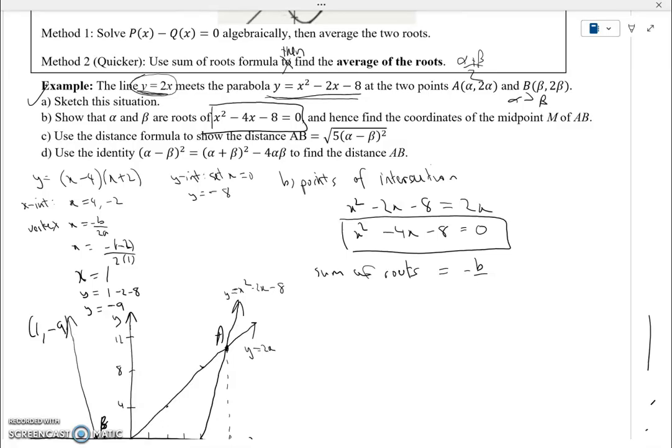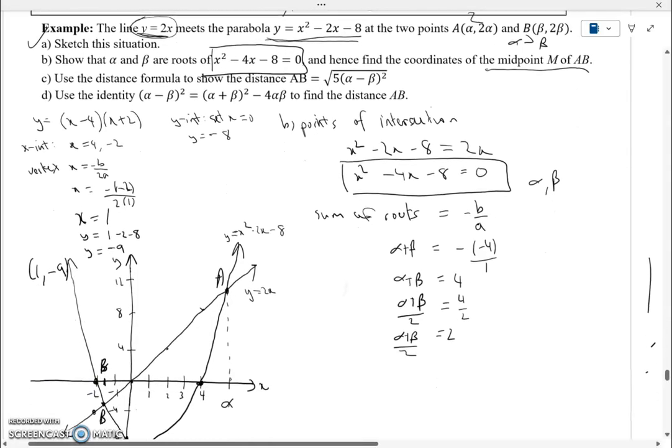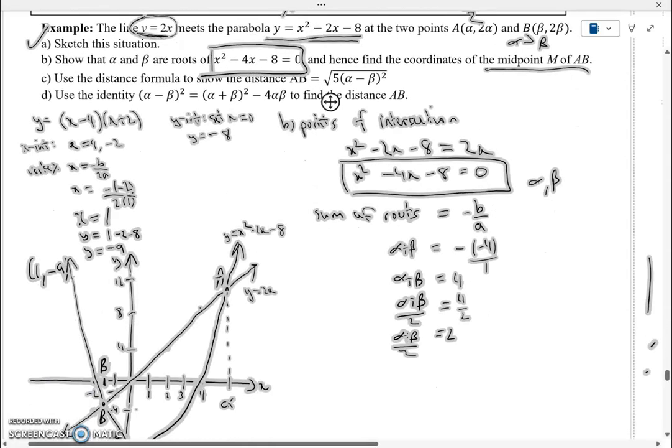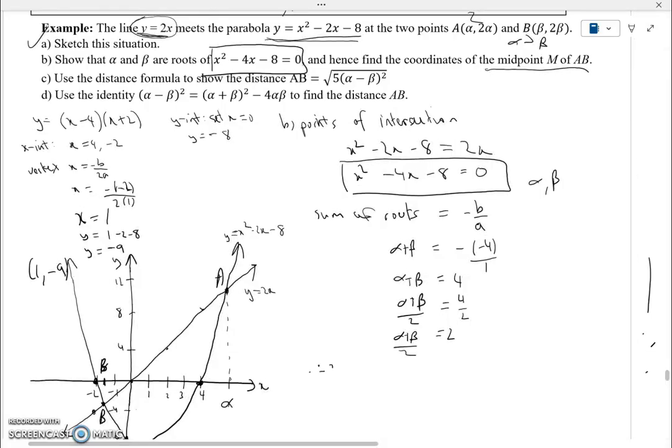It's minus b over a. So the roots of this are alpha and beta, so that means that alpha plus beta equals minus negative 4 on 1. So alpha plus beta is 4, and we're after alpha plus beta on 2. That'll be 4 on 2, or 2. So that means that the x-coordinate of the midpoint, because remember alpha and beta are the x-coordinates, so the x-coordinate of M is 2.